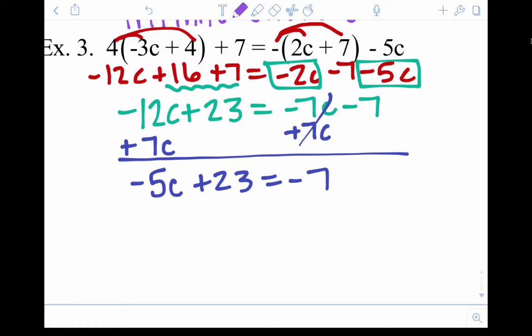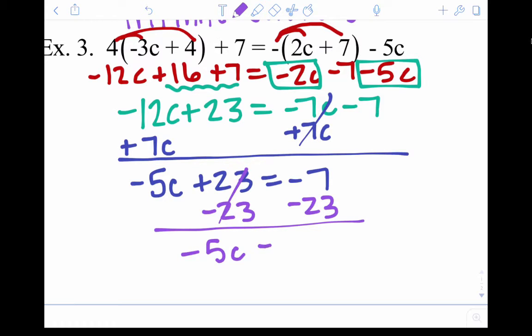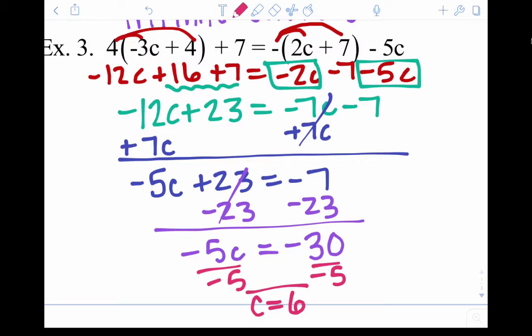My next step, I need to subtract the 23. I just have a two-step equation at this point. So I have negative 5c, my 23's cancel out, is equal to negative 30, because negative 7 minus 23, or negative 7 plus a negative 23, is negative 30. And then I need to divide by negative 5, and I get c is equal to positive 6, because a negative divided by a negative is a positive.